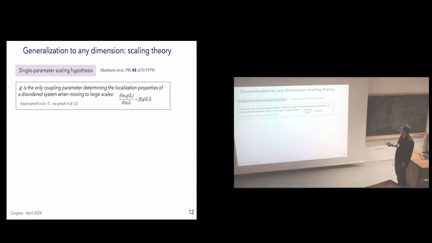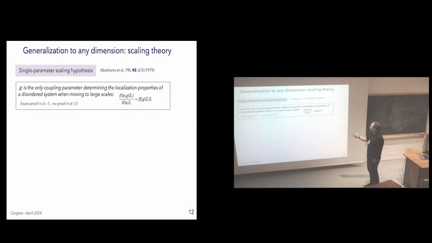Okay? So now this apparently innocent consideration, which here is obtained in 1D, was extended in the late 70s by Abrahams and co-workers. So this is the famous Gang of Four. What they postulated in this paper is that this scaling property of the conductance was not only true in 1D, but it was true in any dimension, for any disordered system.